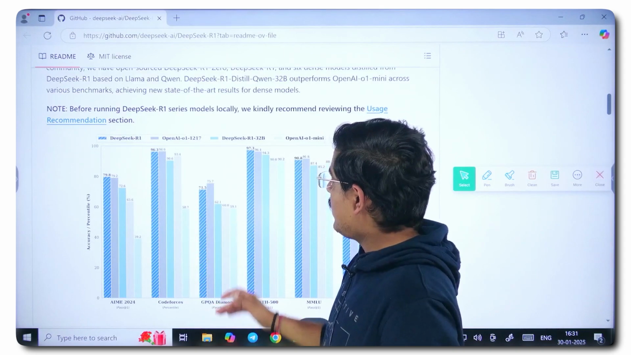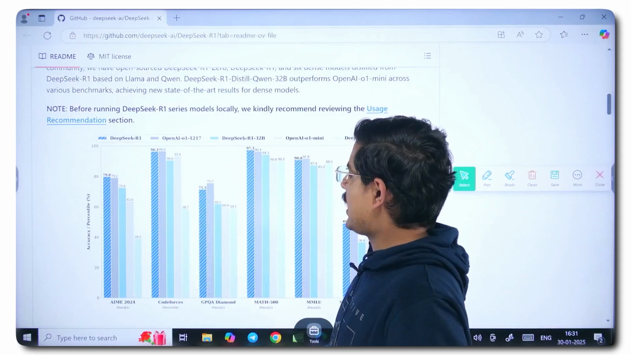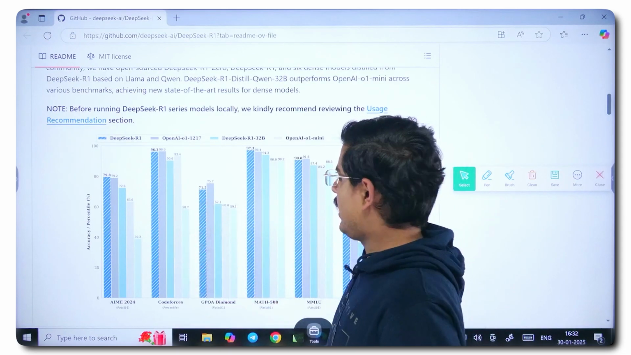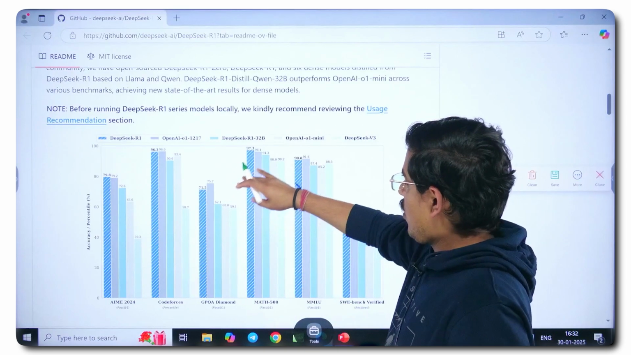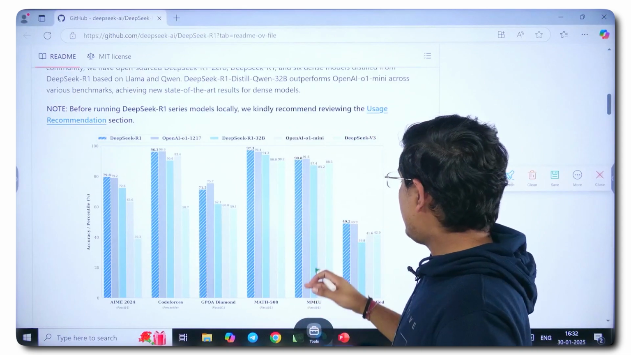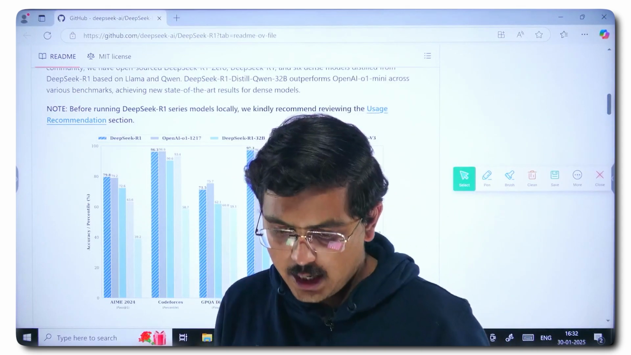In GPQA Diamond, there was a significant difference. 71.5 was the score that was achieved by DeepSeek. Basically, this is accuracy percentile. Fine. So on Math 500, it again came out better than OpenAI. In MMLU and SWE-bench Verified, it was comparable to OpenAI.